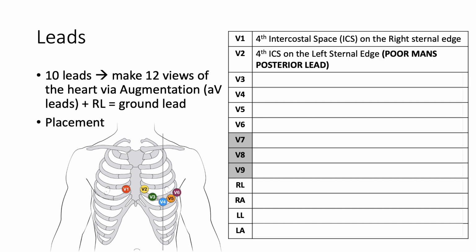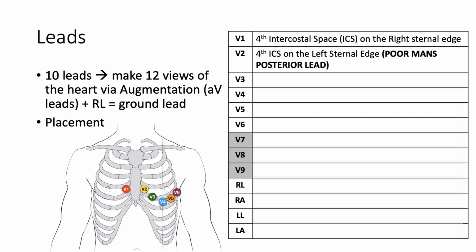So V1, 4th intercostal space on the right sternal edge, and then we just flip it over to the other side. We do the 4th intercostal space on the left side. And given you can sort of see that, if there was an issue on the other side of the heart, this would probably pick it up. It's your poor man's posterior, which is just something interesting to know. And V1 would be the best lead to look at if you want to focus in on what your SA node's doing. So that's where you're going to look for that.